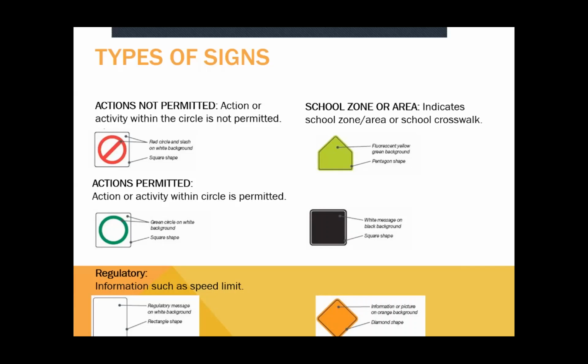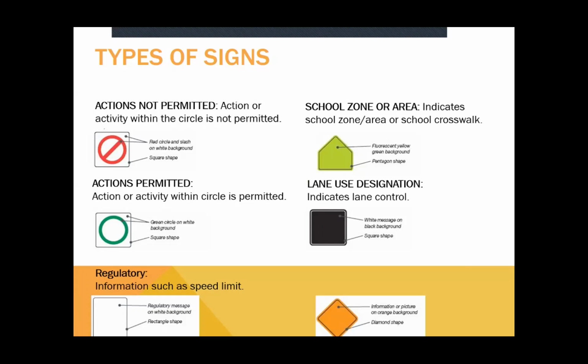School zone or school area signs are fluorescent yellow, or sometimes fluorescent green, with a pentagon shape like a little house. If you see those, you are entering a school zone, so be prepared for school zone crossings or children playing. They also use these for playground zones. You'll see some more examples around those school zones, but those will always mean a school or children are present.